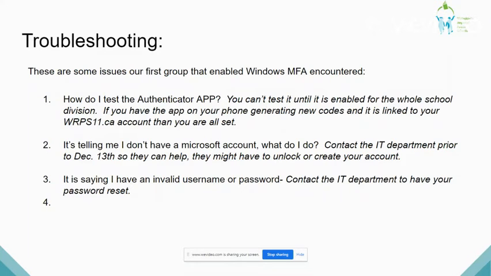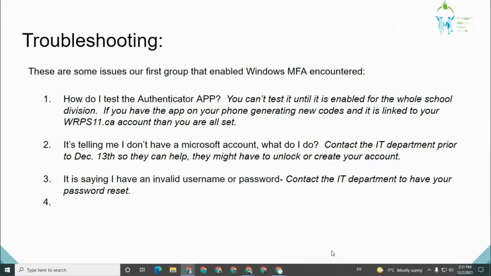Here are some issues that the first group that enabled Windows MFA encountered. How do I test the Authenticator app? Well, you can't test it until it's enabled for the whole school division. So if you have the app on your phone and it's generating new codes and you see your account at the top, WRPS11.ca account, then you're all set.